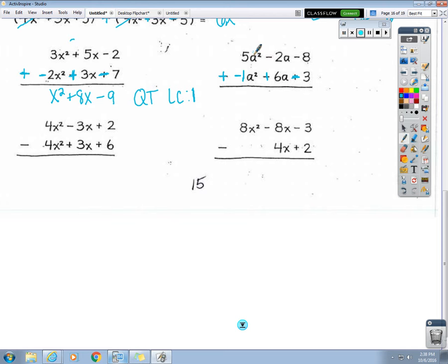So now, what is 5a squared plus negative 1a squared? 4a squared. What is negative 2a plus 6a? 4a. And what is negative 8 plus negative 3? What do we name it? Right, quadratic trinomial. What is the leading coefficient? 4. Okay, next one.